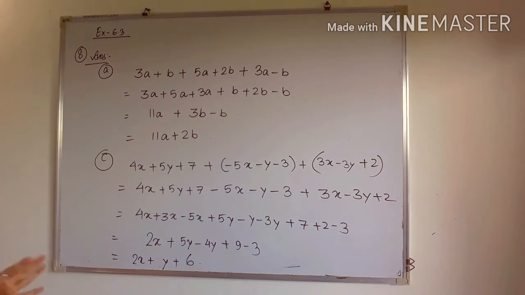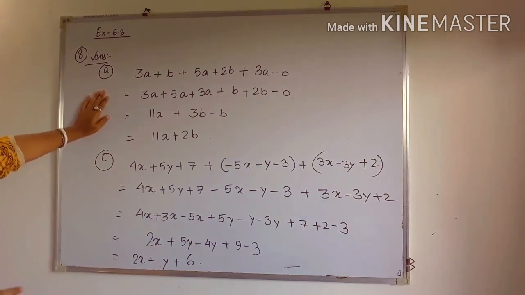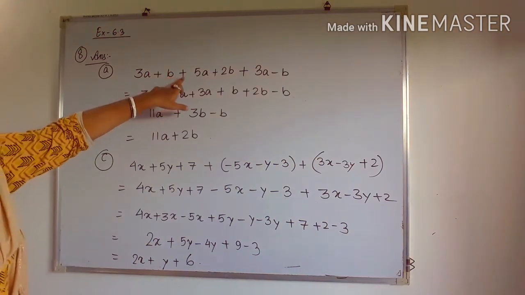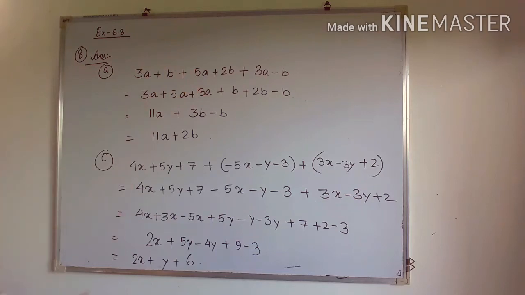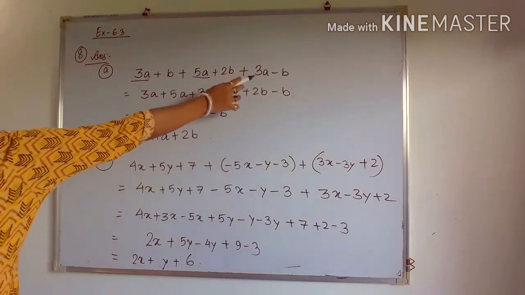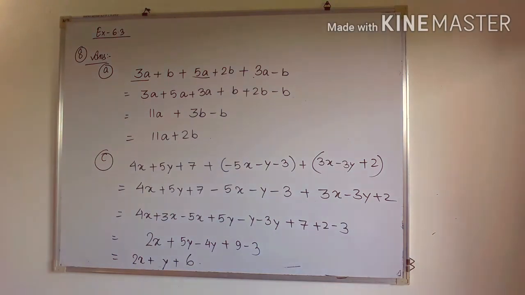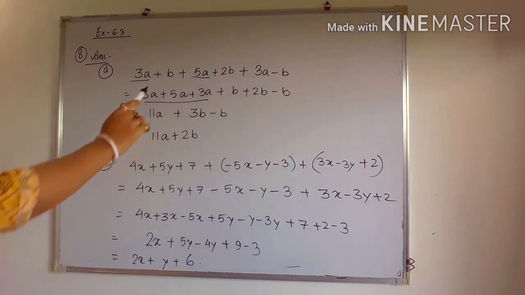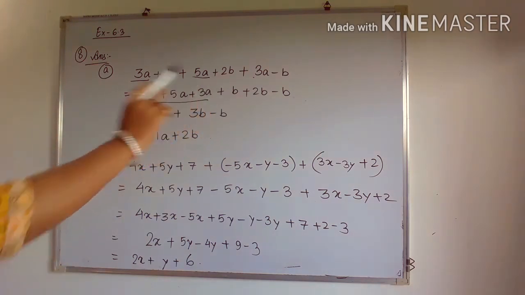See here in question number 8a, first of all you have to write a plus symbol, because they are asking to find the sum. That means you have to add all the expressions. So here see 3a plus b, then you have to write plus, then 5a plus 2b, then plus, then again 3a minus b. So first of all collect the like terms. See 3a, 5a and again 3a. All are like terms. So first of all I have collected the like terms, and then next the terms of b you have to collect. So b plus 2b minus b.